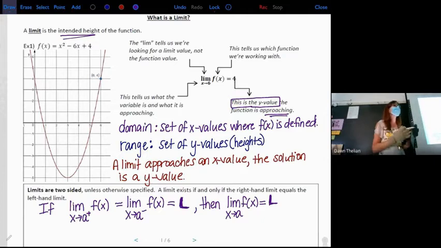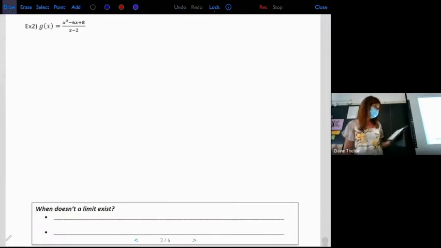Let's take a look though. I'm using this expression, the height of the function. Let's take a look at an example where there might be an issue with the y value. So the second example I have here is g of x equals x squared minus 6x plus 8, all over x minus 2.